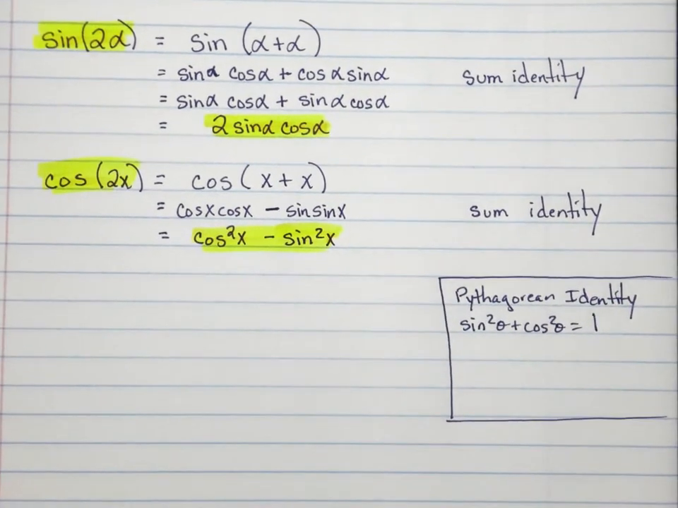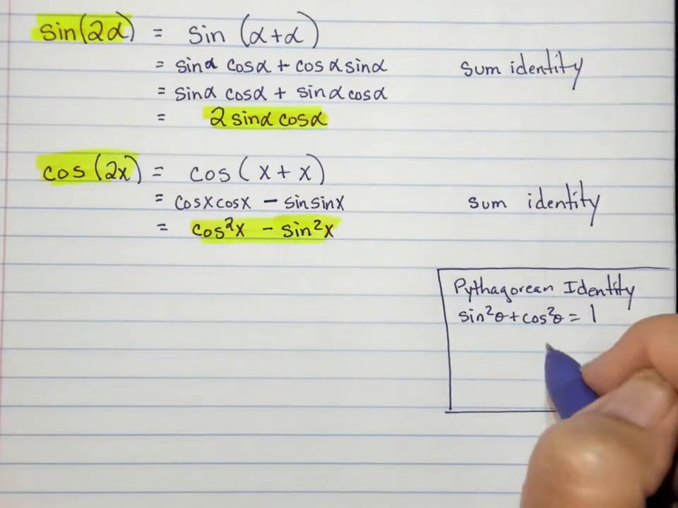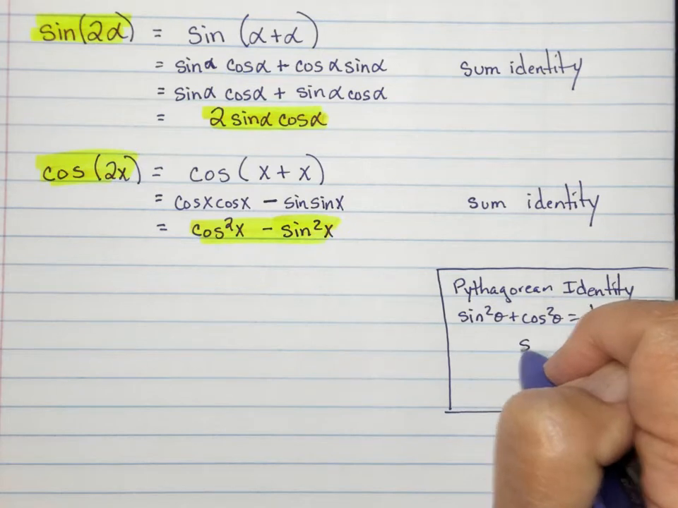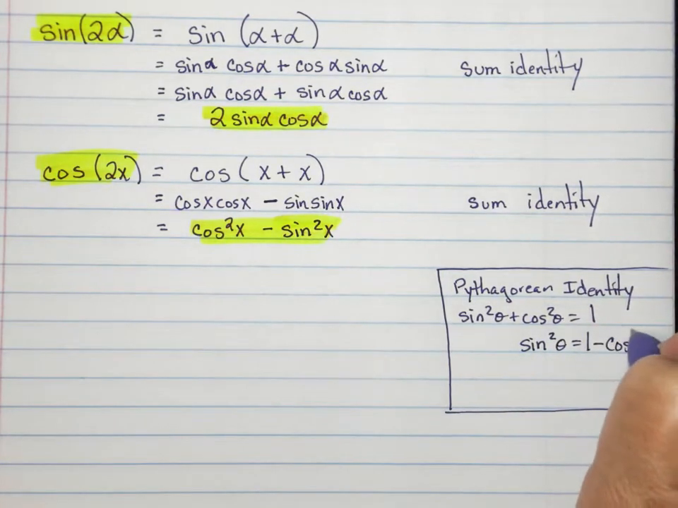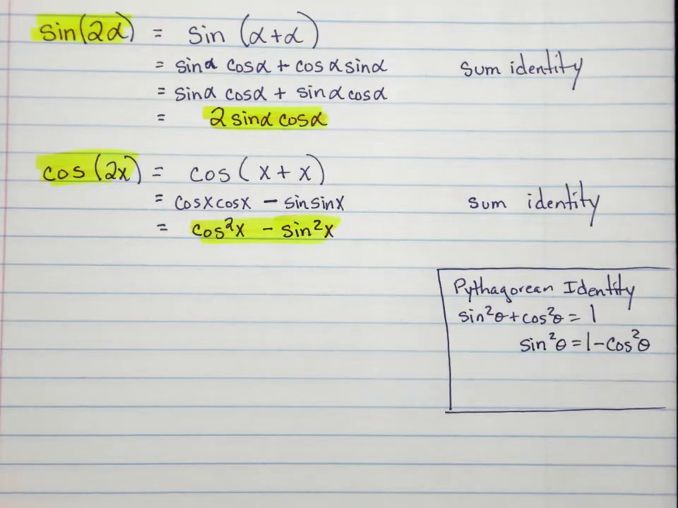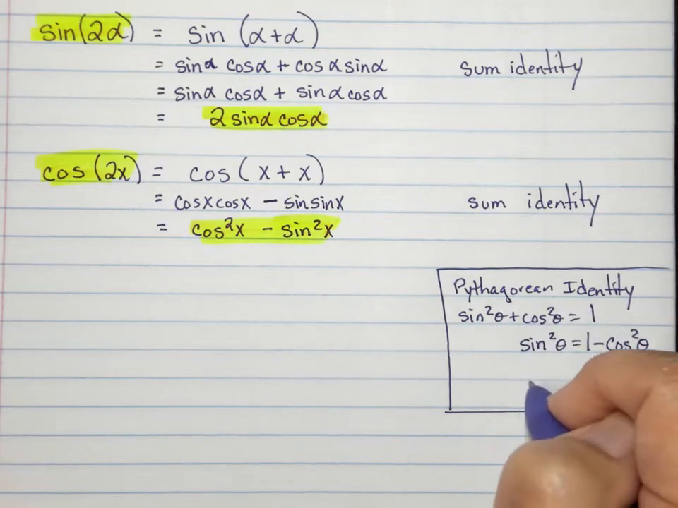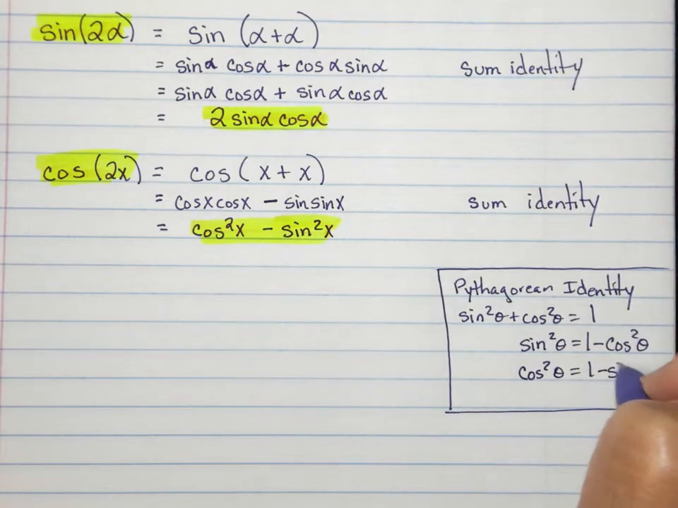Right? We've been using this identity a lot. And some of you are very comfortable with manipulating this identity into its other forms. So you are very used to saying that if I subtract cosine squared theta from both sides, sine squared theta equals 1 minus cosine squared theta. Or if I subtract sine squared theta from both sides, cosine squared theta is equal to 1 minus sine squared theta.